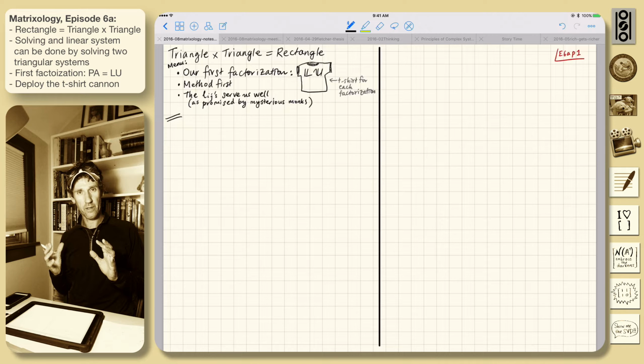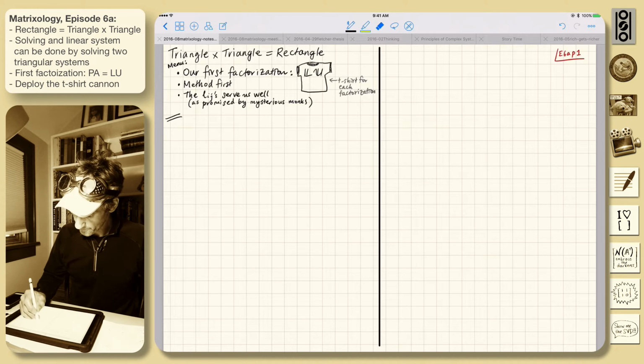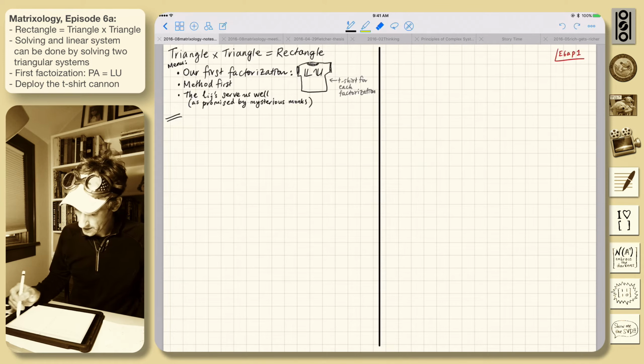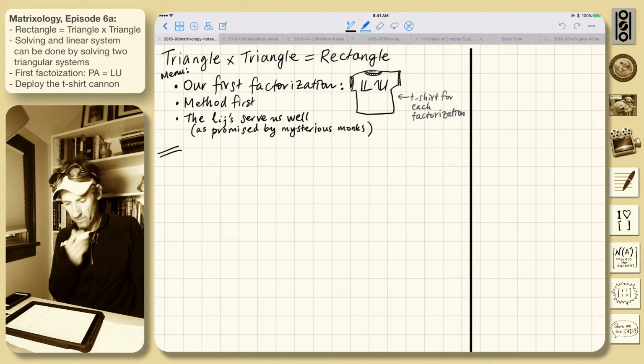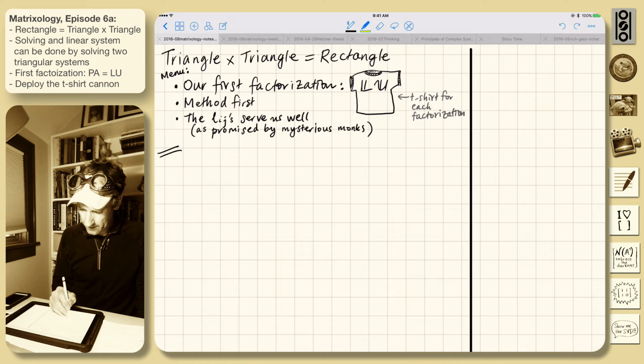Okay, so some magical things are going to happen. Triangle times triangle equals a rectangle. That's our mission for today, and it's our first factorization.